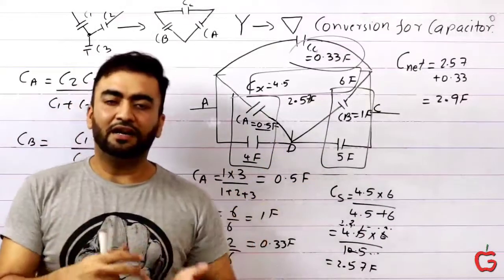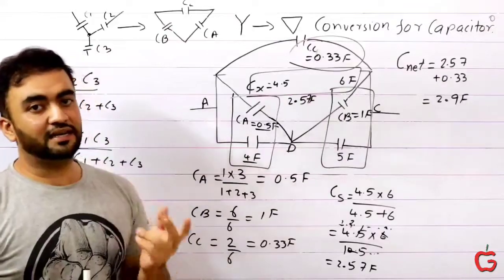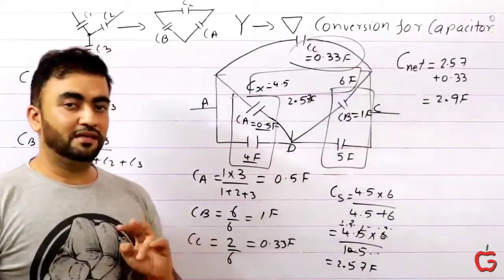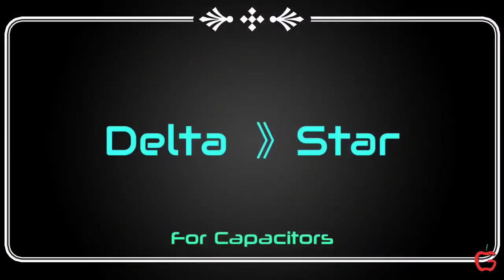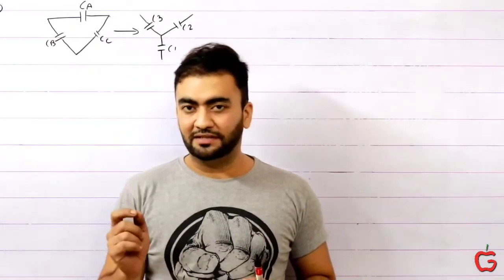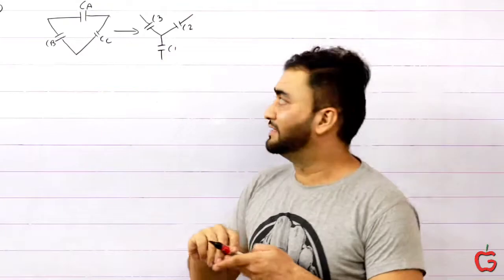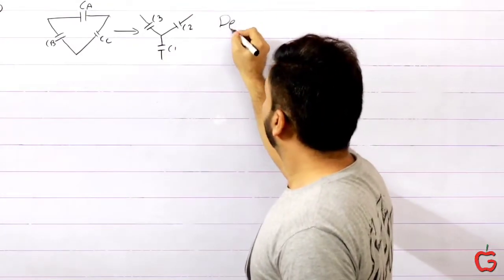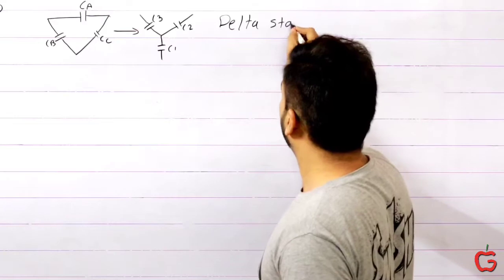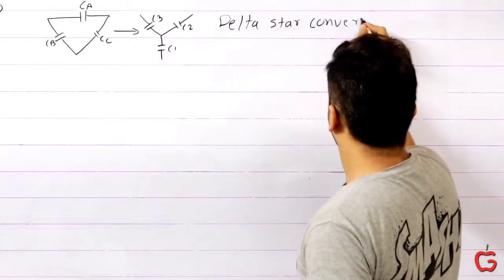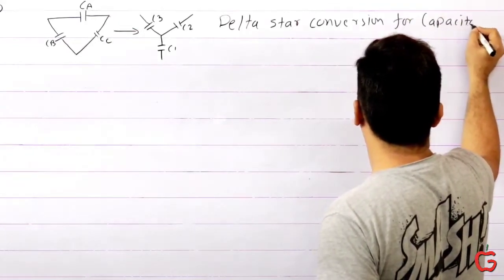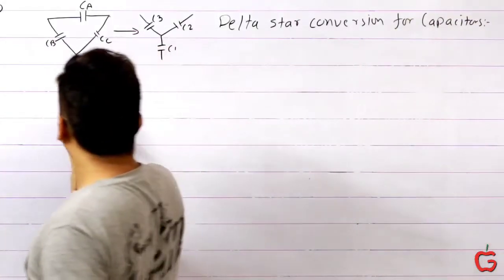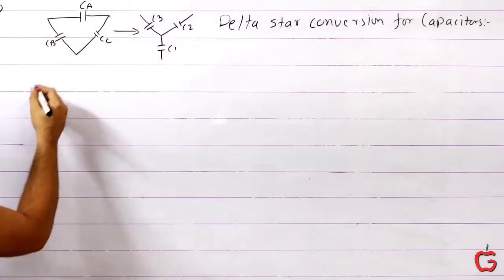Okay, so now we'll try to do the same using delta star conversion. Method 2, delta star conversion for capacitors. So as expected, the formulas will be the same as that for star delta for resistors.